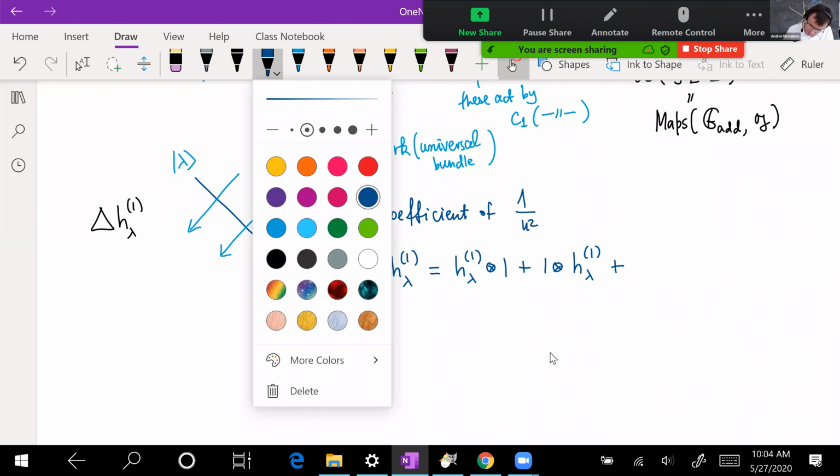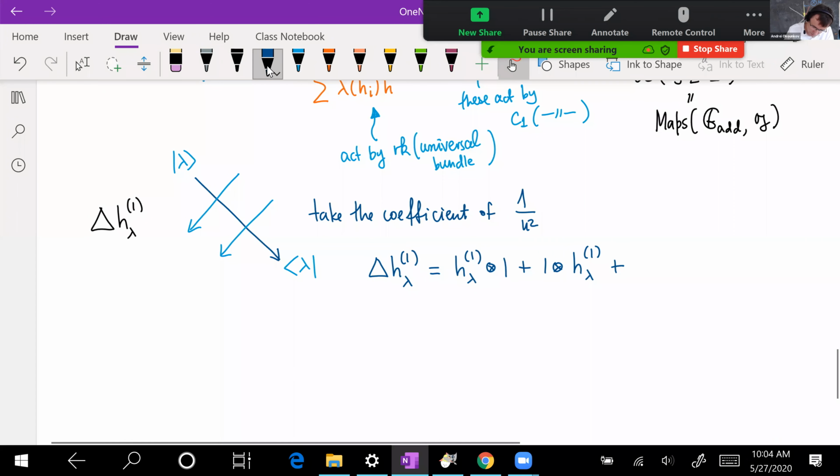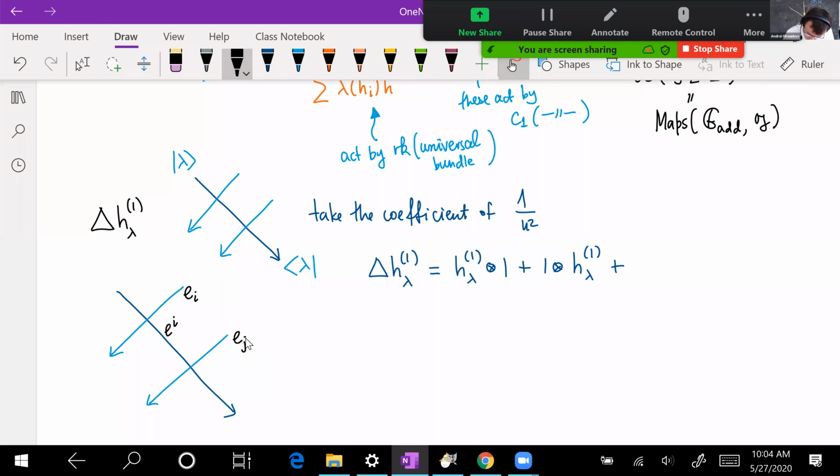No, let me draw a better picture. So here I'm going to get some EI and then EI. Here I'm going to get EJ and then EJ. And so what I need to compute is the matrix coefficient of lambda EJ EI.